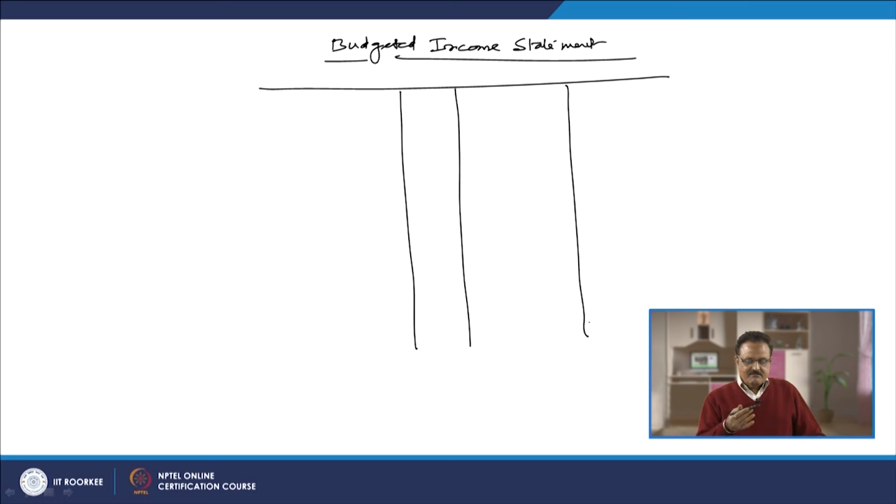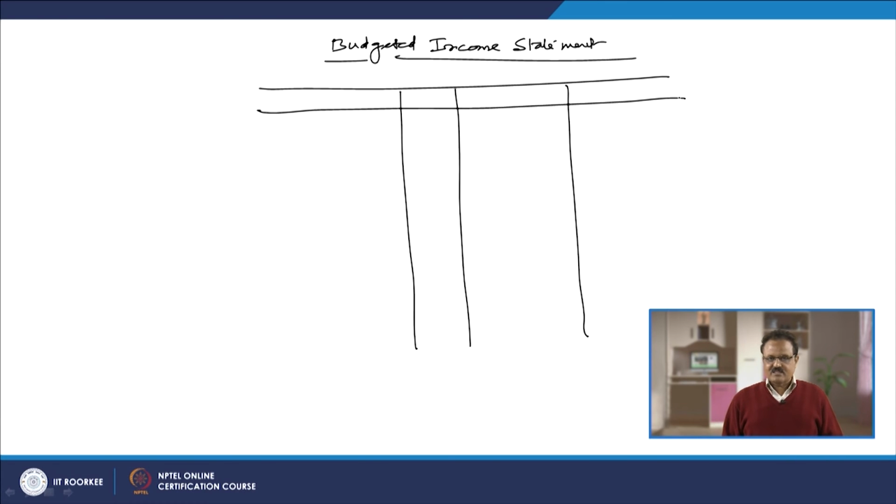Though normally we prepare these days in the vertical format, I am preparing in the T format because it will help us understand things in the better possible way, right. So, this is the budgeted income statement. Budgeted income statement has 2 components. The upper part is called the trading account and the lower part is called the profit and loss account. It has columns like this.